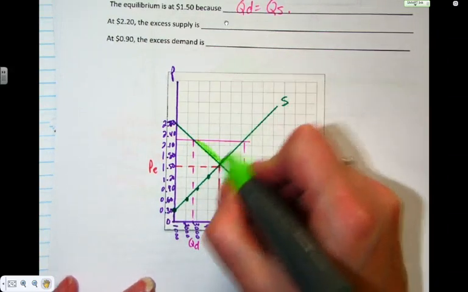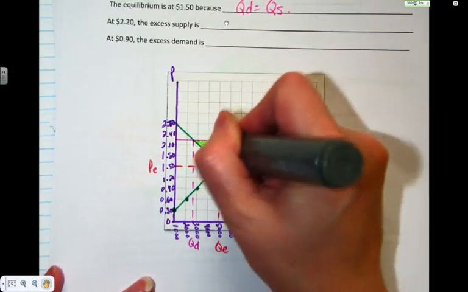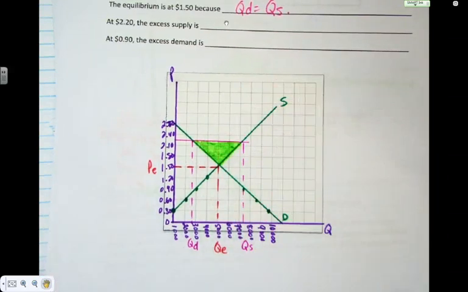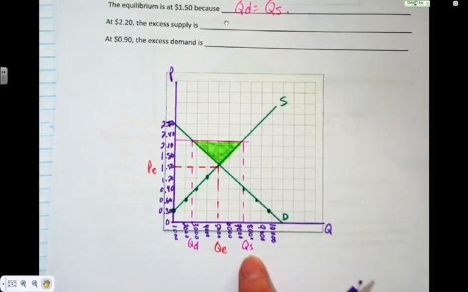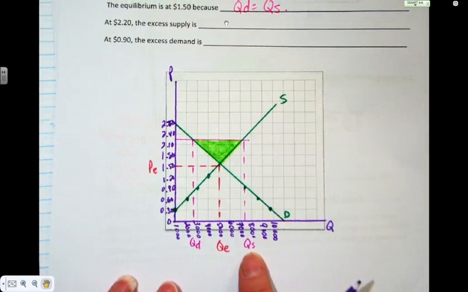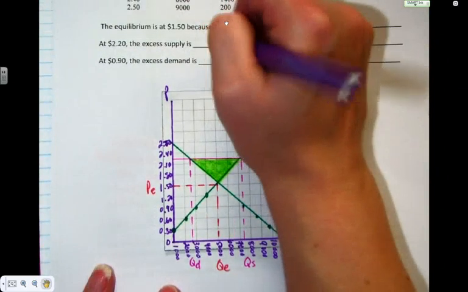And I know just because it forms the triangle on top that that's going to be excess supply. But the question wants to know how much excess supply. So let's estimate the quantity supplied. Offer of 71. Would you like to confirm that, accept that, or offer something else? Okay, so let's estimate approximately 7,100.